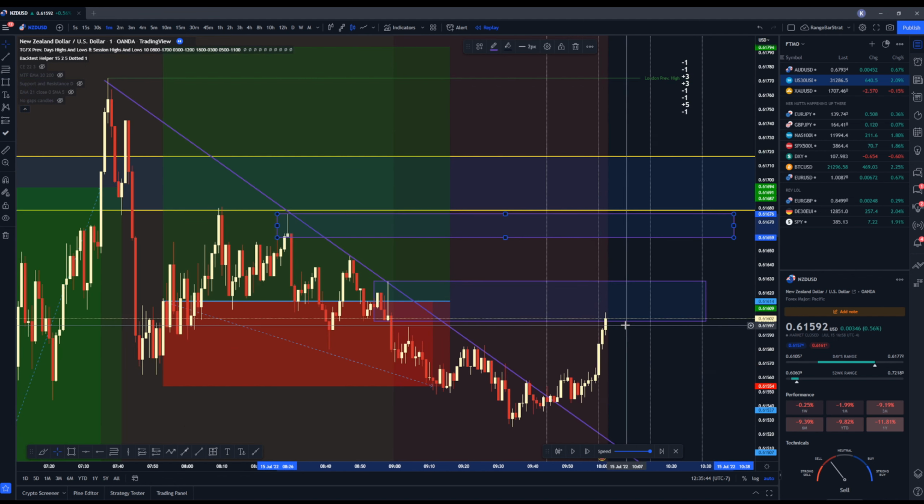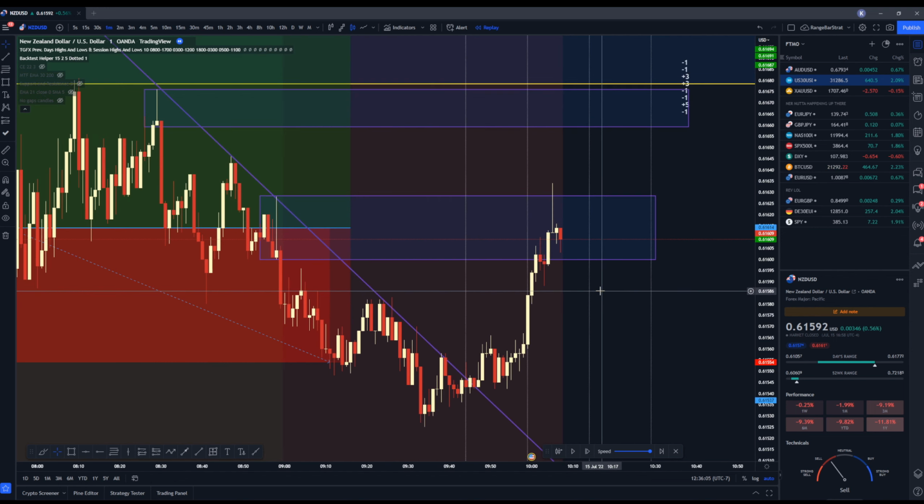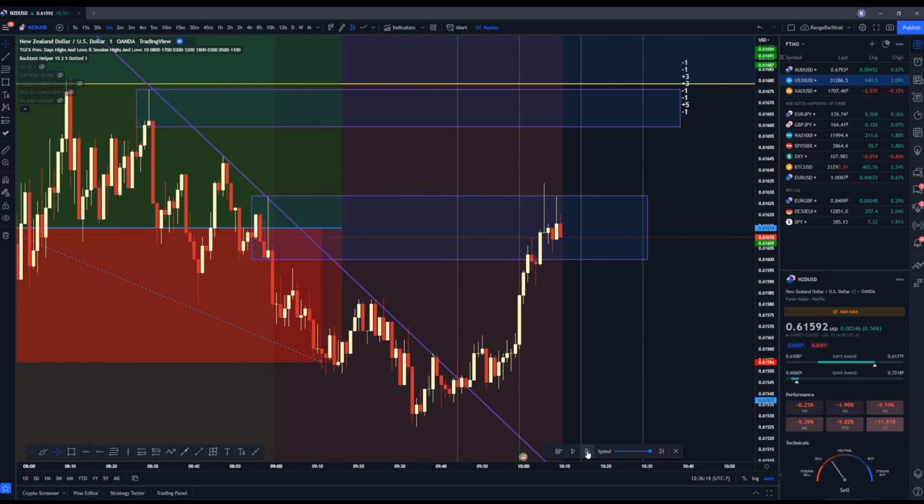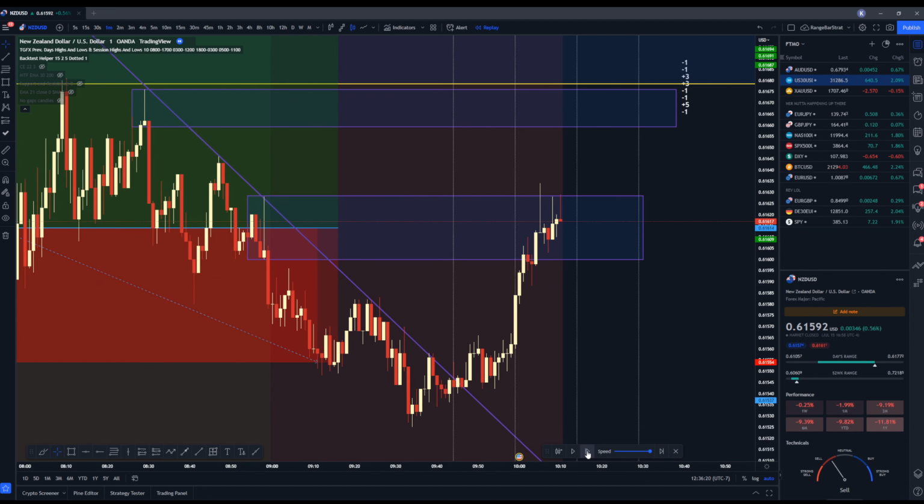So I need another pullback and then another big candle to the downside. Ooh, I like that wick. Is that a trap? Is that wick a trap? Up, down, up, down. Okay, so I want another pullback and then another candle that breaks the low of the previous candle without breaking the high.